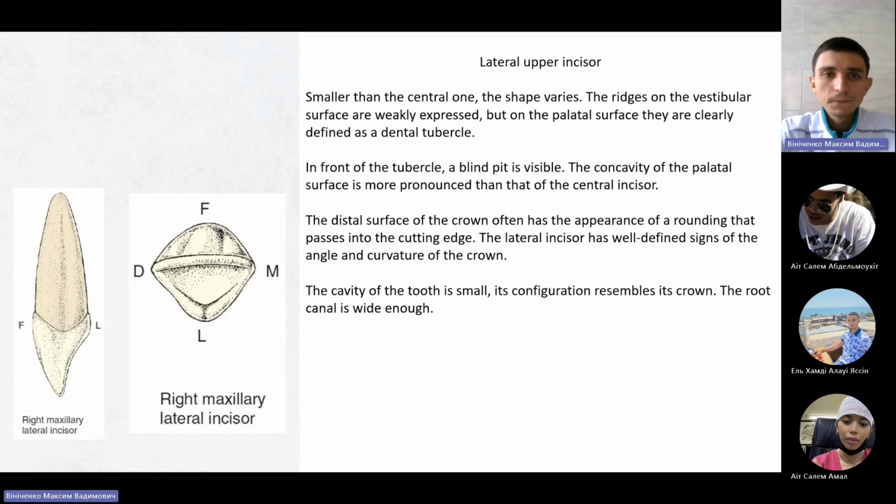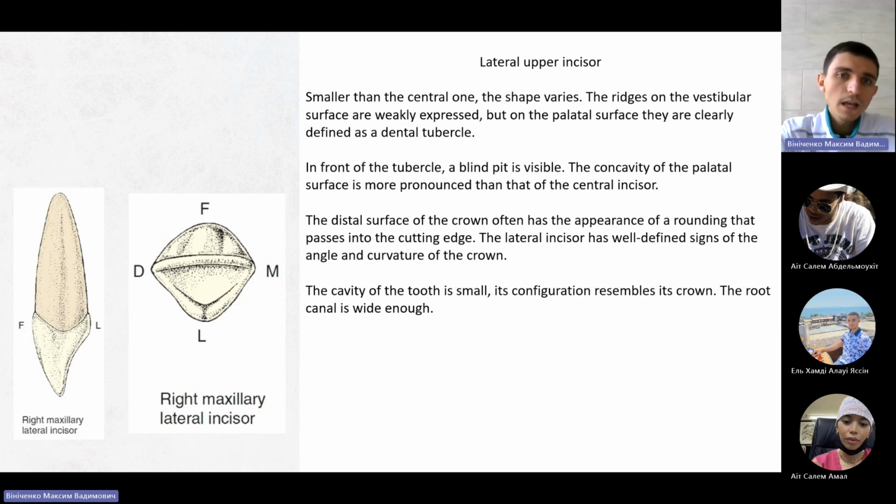Lateral upper incisor, smaller than the central one. The shape varies. The ridges on the vestibular surface are weakly expressed, but on the palatal surface they are clearly defined as the dental tubercle. In front of the tubercle, a blind pit is visible. The concavity of the palatal surface is more pronounced than that of the central incisor. The distal surface of the crown often has the appearance of a rounding that passes into the cutting edge.